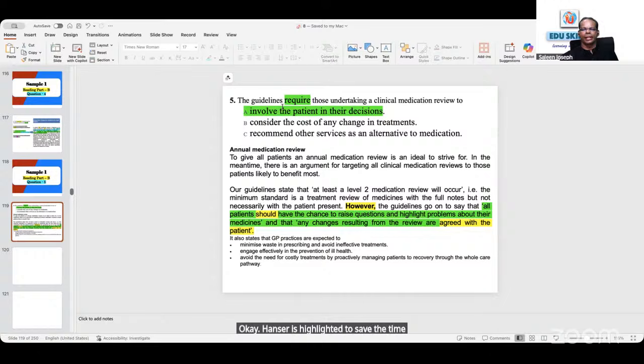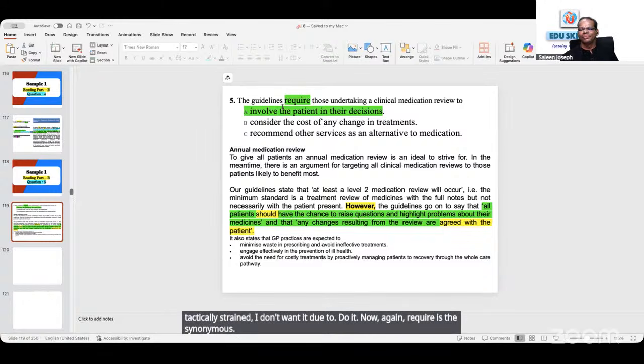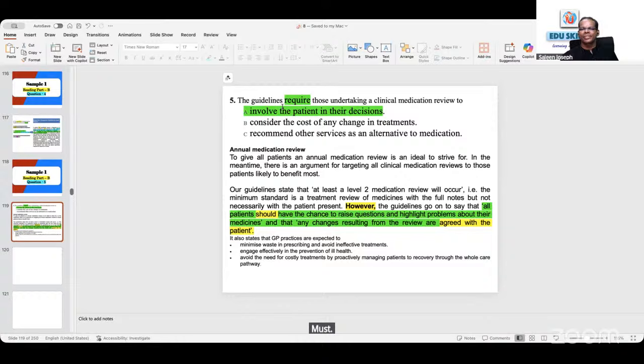Since you are a little hectically strained, I didn't want you to do it. Now again, require is the synonym of must. The guidelines require those undertaking a clinical medication review to involve the patient in their decisions.